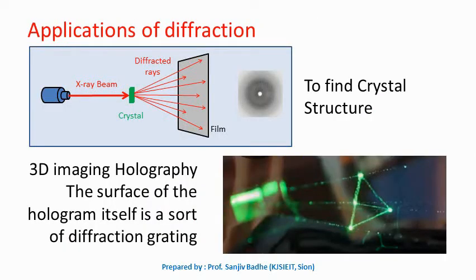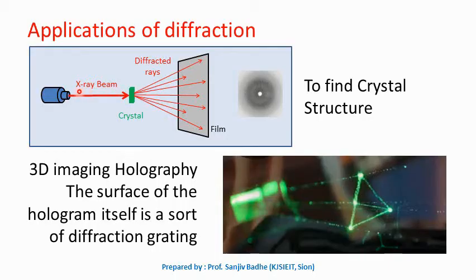Here we have some more applications of diffraction. One important application is to find crystal structure. To find the crystal structures, X-rays are made incident on a crystal. Here we are using the crystal as a diffraction grating. X-rays have a wavelength of the order of 1 to 10 angstroms.